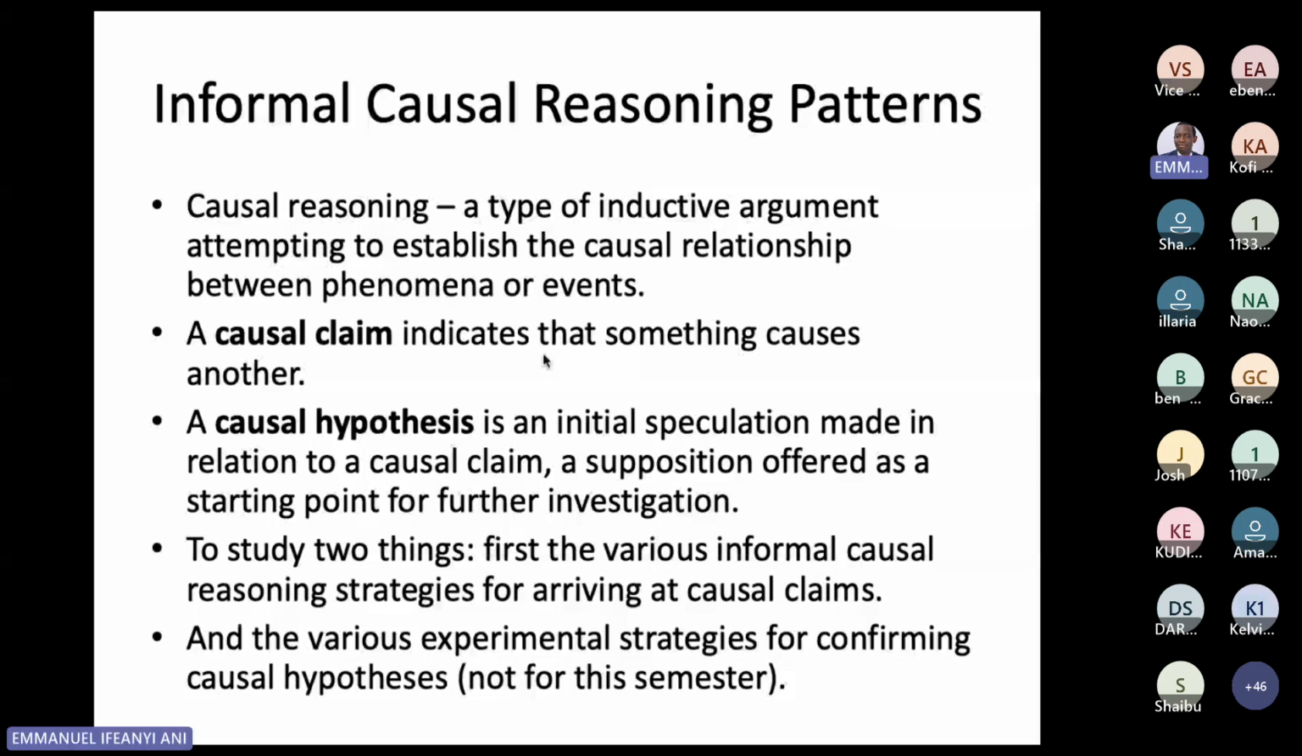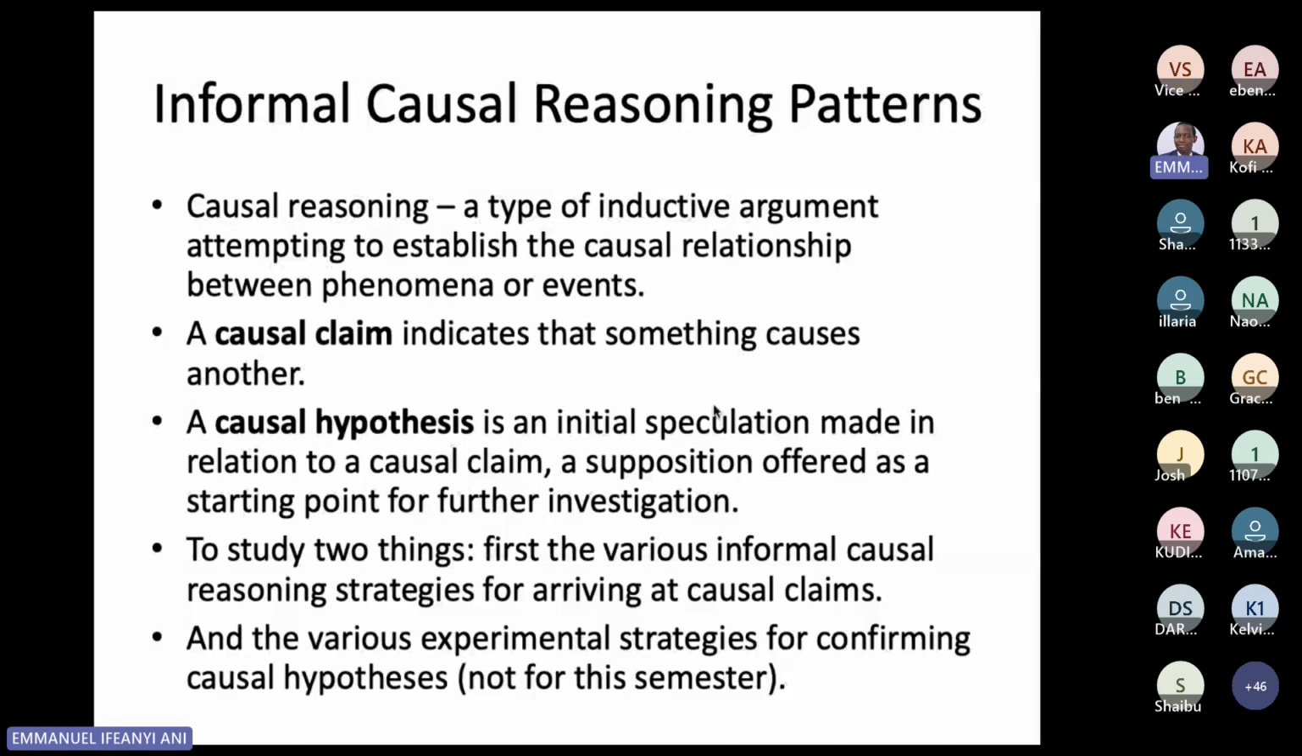So we are supposed to be studying two things. First of all, the various informal causal reasoning strategies for arriving at causal claims. How do we arrive at causal claims? How are we able to make causal claims in the first place? By what processes do we arrive at our causal claims? What enables us to say that this caused that? That's the various informal causal reasoning strategies. There are certain ways our minds have been wired to identify causes. We call them the informal causal reasoning strategies.